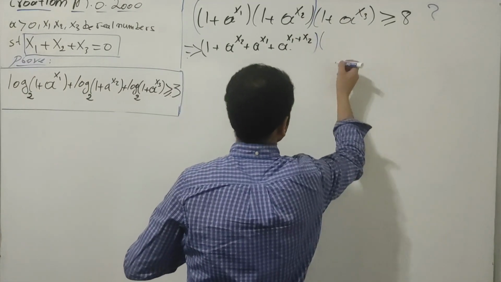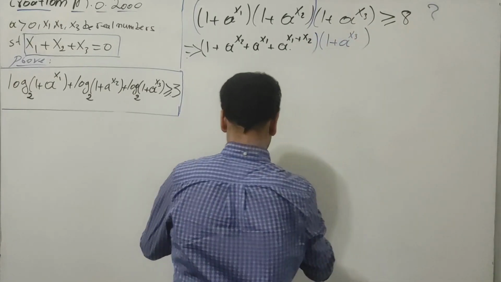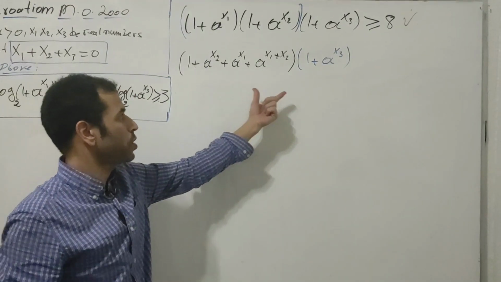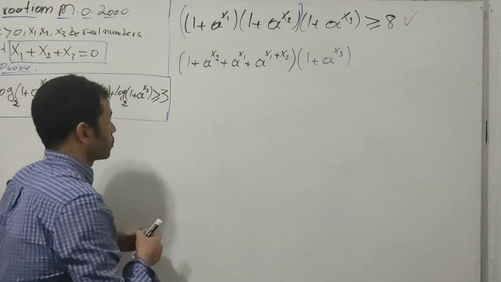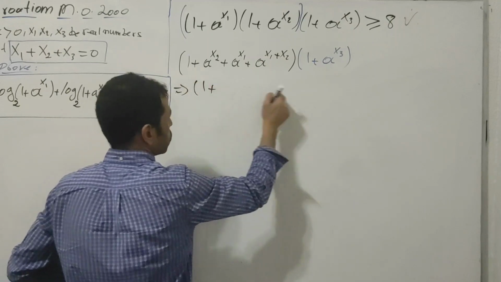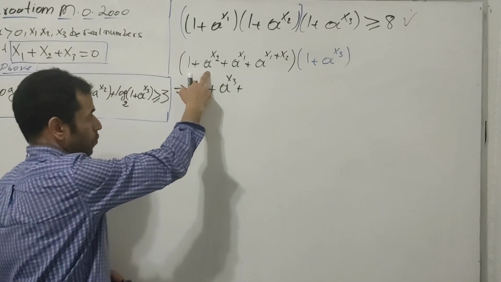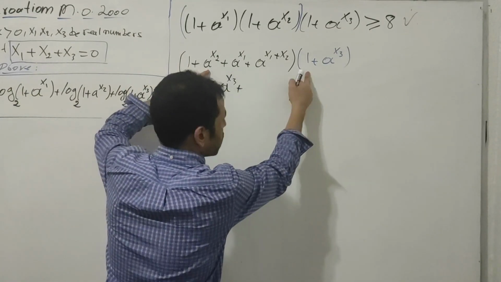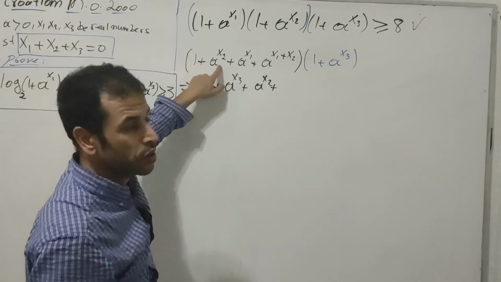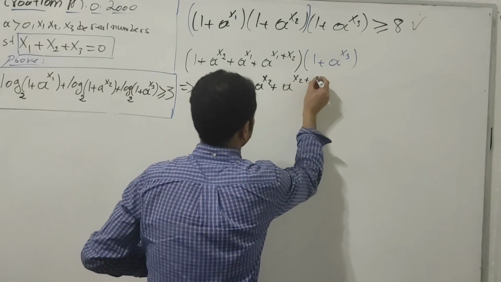So I'm multiplying this one by this one. By completing this product, I'm going to multiply this term by this term. Now 1 multiplied by 1 is given as 1. 1 multiplied by a to the x3 is given as a to the x3. Let's move on to the second term of this product. So a to the x2 multiplied by number 1 is given as a to the x2. Multiplying this one by this one is given as a to the x2 plus x3.